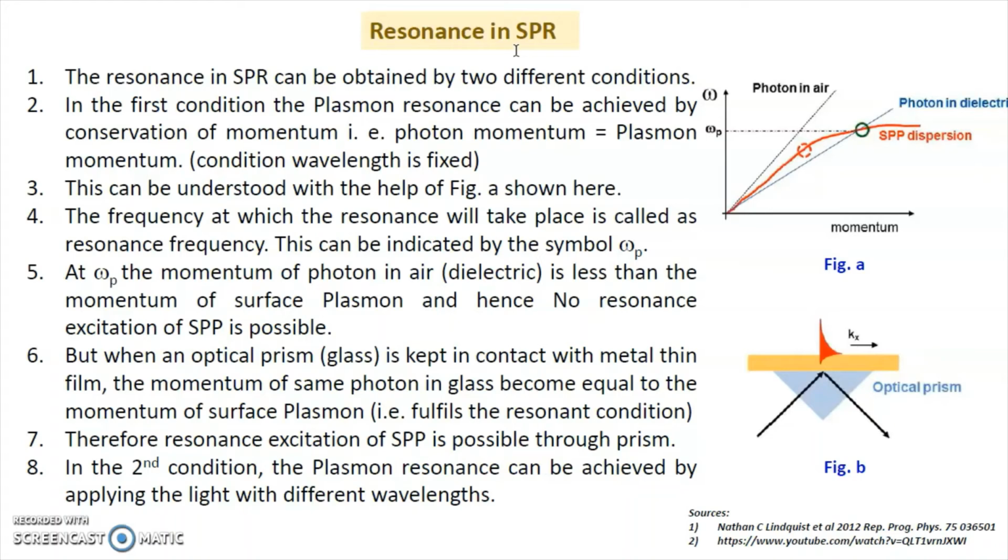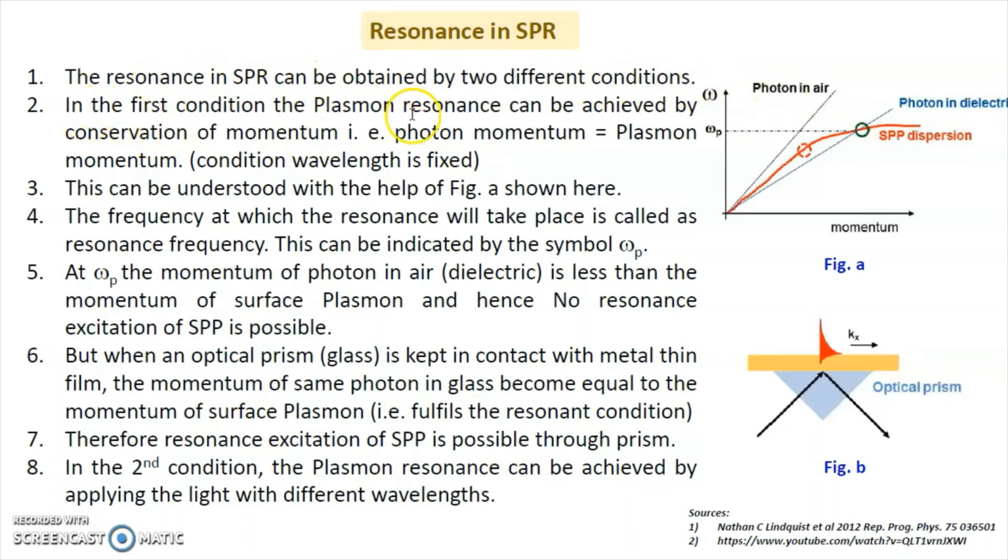So a condition will come where there will be more chances of having a resonance at a particular frequency. When there is resonance at a particular frequency, we say that there is a resonance in surface plasmon, or it is also called surface plasmon resonance. So the resonance in surface plasmon can be obtained by two different conditions.